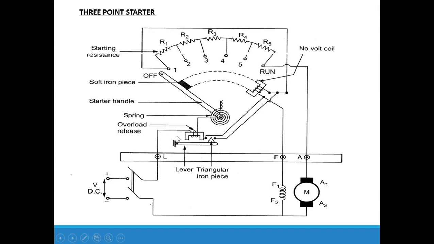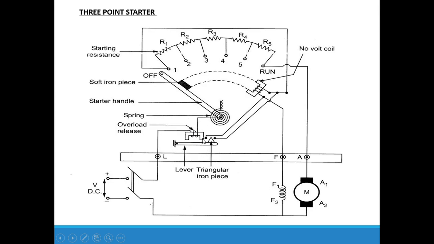Let us discuss about OLR. It consists of an electromagnet connected in series with armature coil. If the motor becomes overloaded beyond a certain predetermined value, the line current or armature current increases, and hence the attracting power of the electromagnet increases. Then the movable arm, see the triangular iron piece, lever, this is called a movable arm.